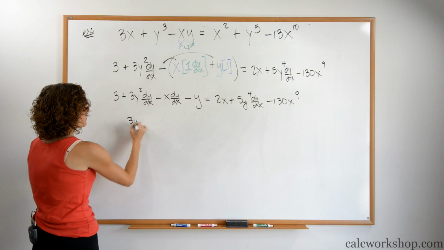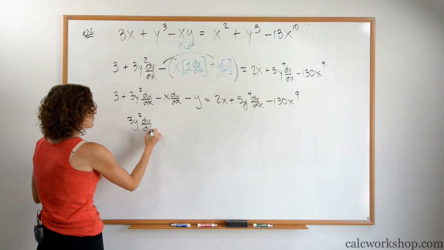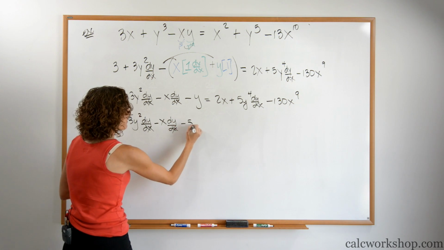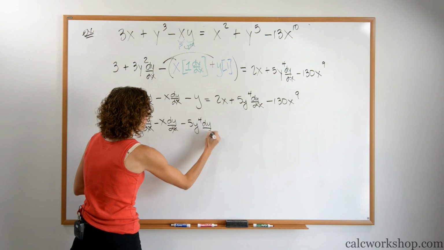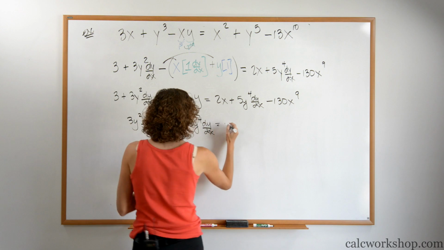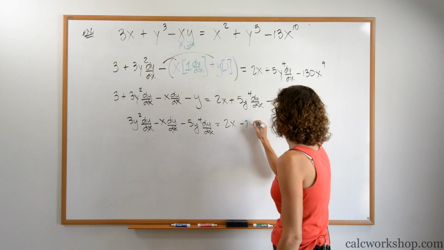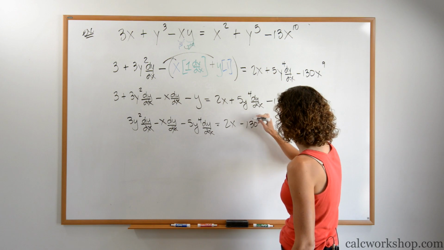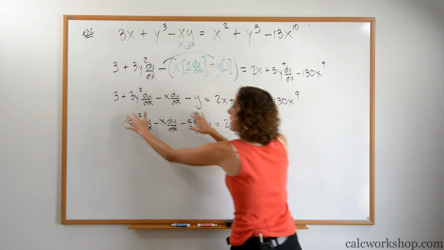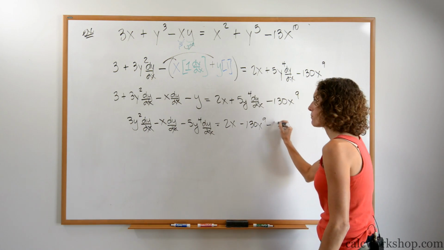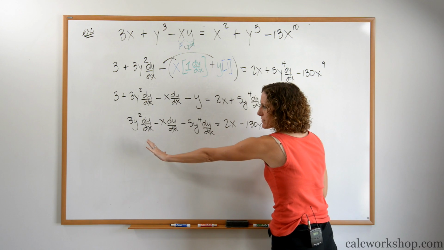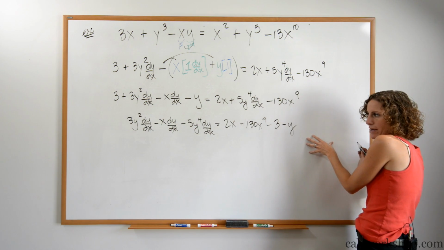We have 3y squared dy/dx minus x dy/dx minus 5y to the 4th dy/dx. Again, I subtracted him over. Equals 2x minus 130x to the 9th, because they were already over here. Let's bring the other two terms to the right-hand side, so minus 3 minus y. We have moved all the dy/dx's to one side, everybody else came to the right side.